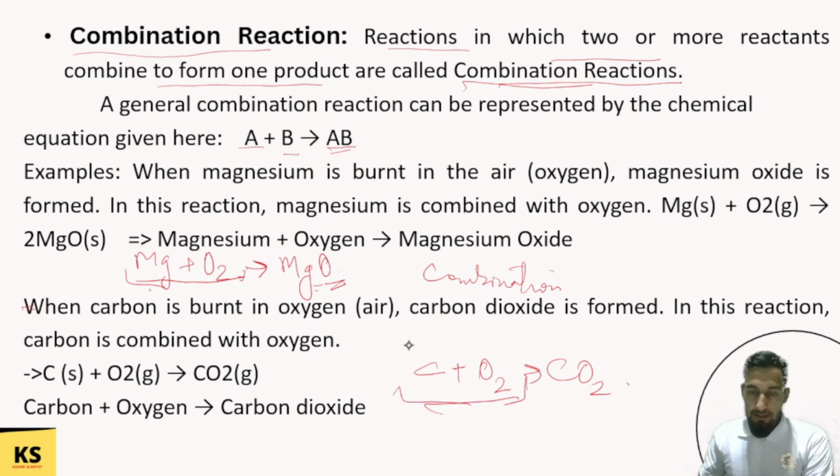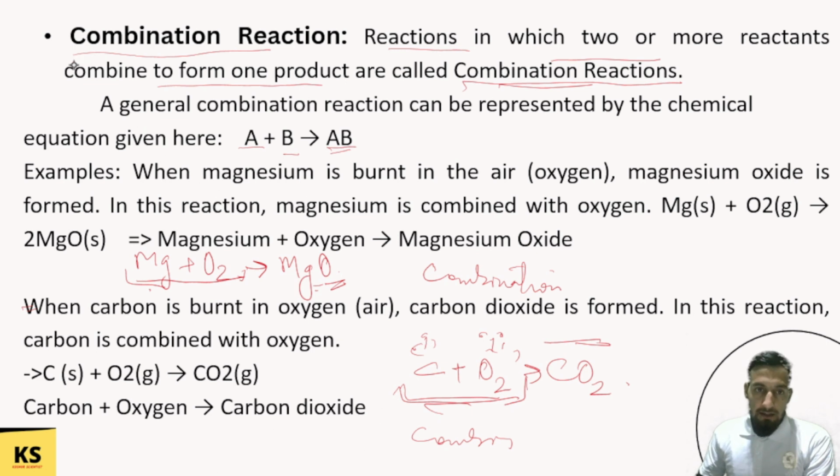This is again a combination reaction. Why? Because there are two reactants. This is first and this will be second, and this gives us a single product, carbon dioxide, and we say that this is also a chemical reaction of type what? Combination reaction. Hope कि समझ आ गया होगा.